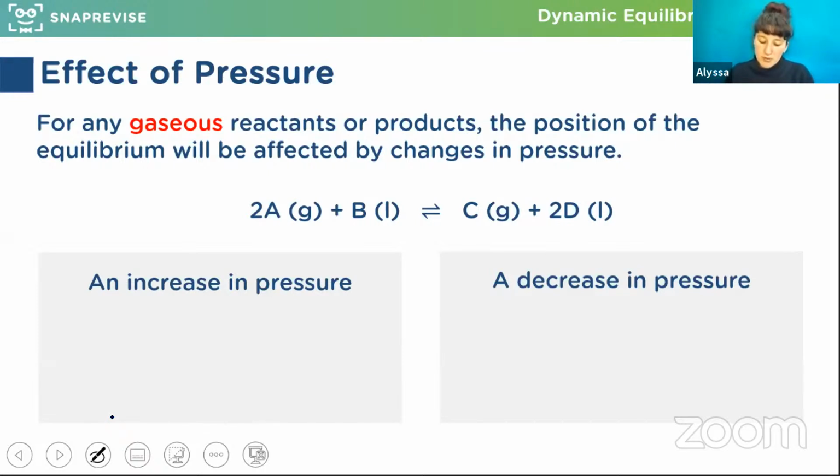So, effect of pressure. For any gaseous reactants or products, the position of the equilibrium will be affected by changes in pressure. Notice that not all of these reactants are gaseous, only some of them are, so just bear that in mind. So if we increase the pressure, what's going to happen? Which direction is our equilibrium moving for an increase in pressure? Yes, these are reversible arrows. That's the one. Yeah, good spot.